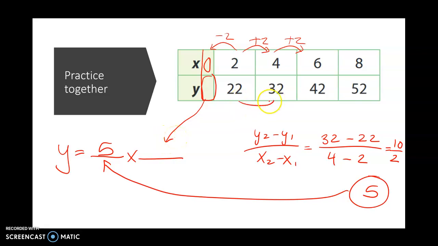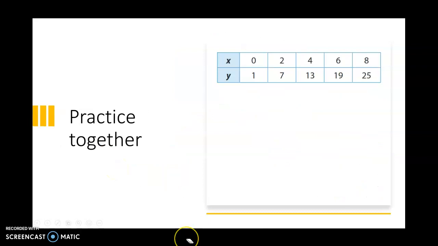So I see 22 to 32 is plus 10. Plus 10. So I got to go backwards. I'm going to minus 10. 22 minus 10 is 12. And that number, as I said, is going to go right down here, plus 12. Now, if this was a negative 12, instead of plus 12, it would be minus 12. Just as an example. Okay, let's do one more.